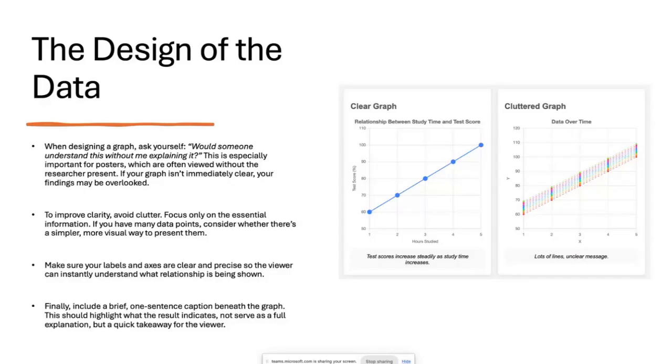As well as that, on the left you can see that your labels and axes are clearly identified and precise, so we can instantly understand what's going on here. We can see that there's a test score here and hours studied. So it's very easy to understand what's going on in this graph.